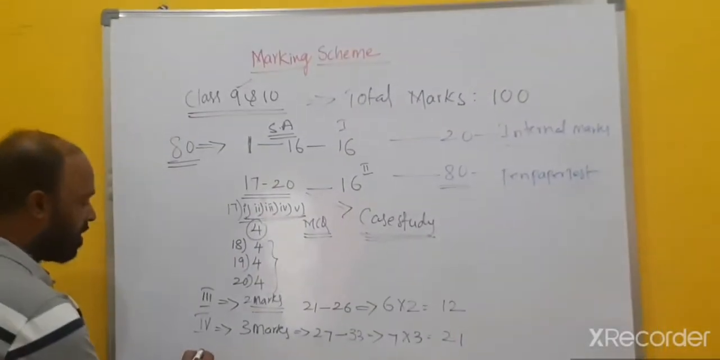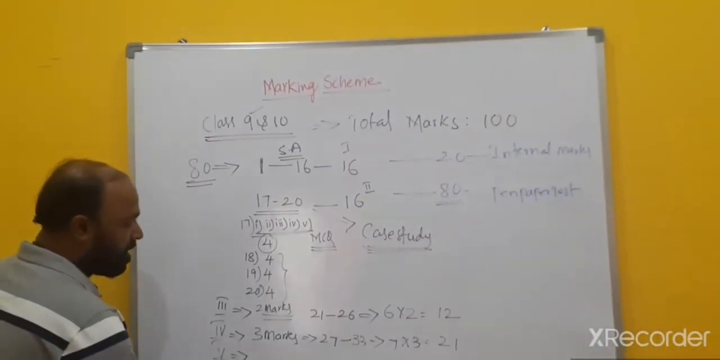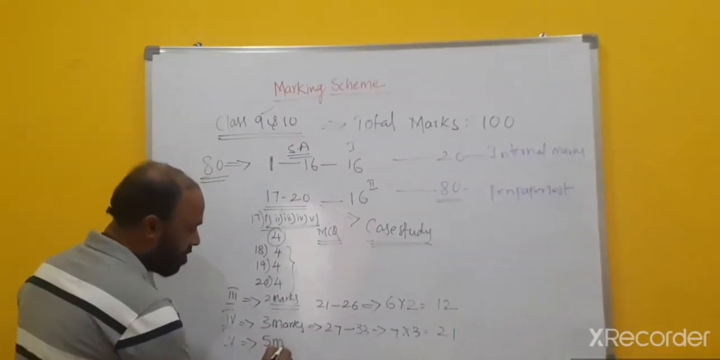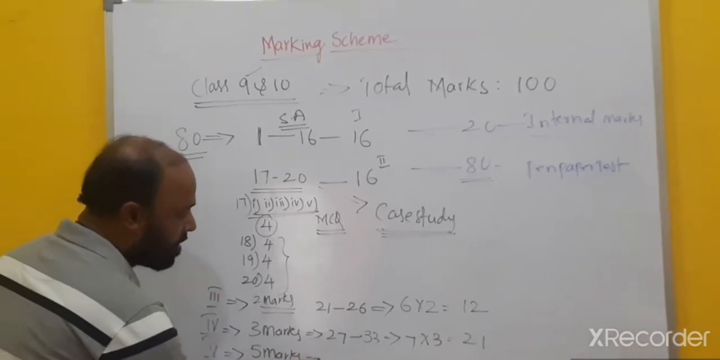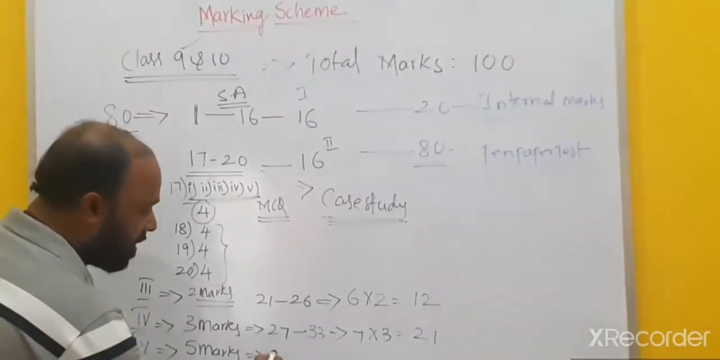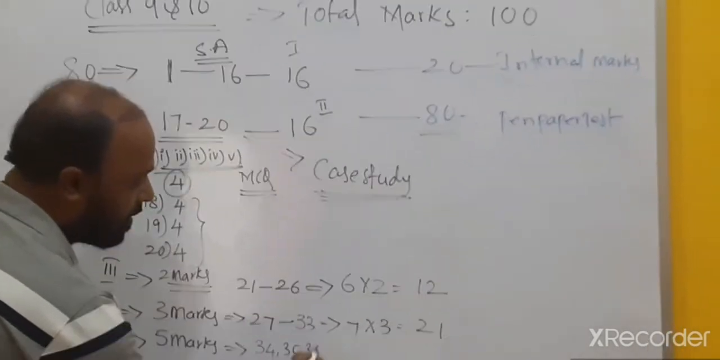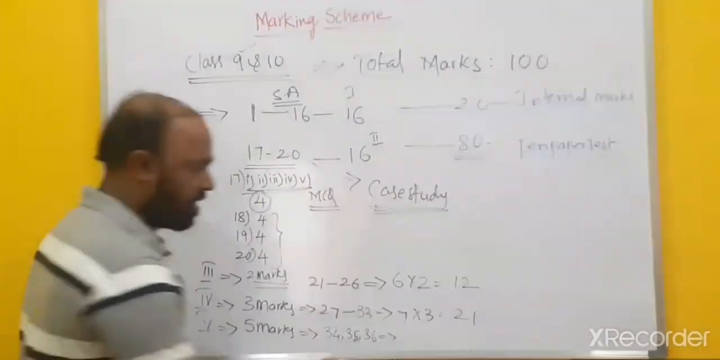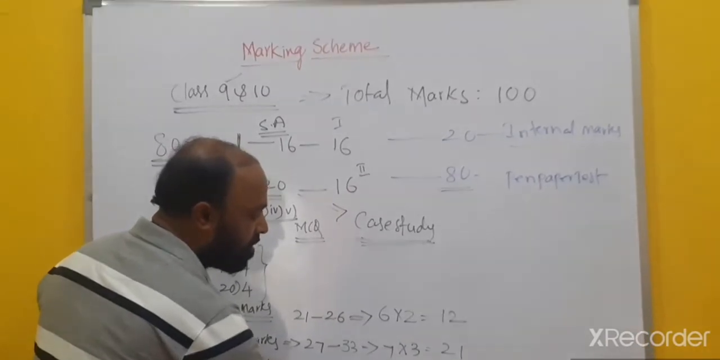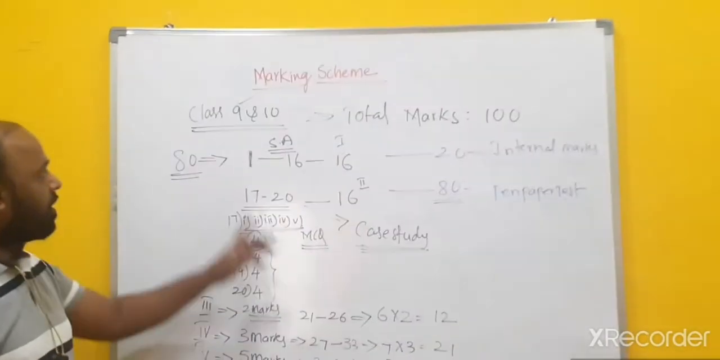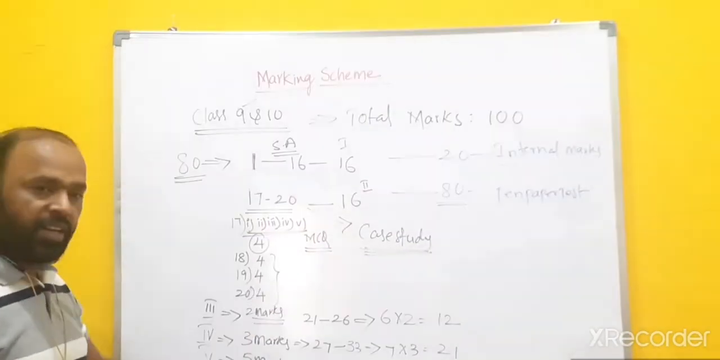Now the last bit, that is the fifth bit. It contains 5 mark questions here: 34, 35 and 36. 3 questions here, 3 into 5, total 15 marks. Here the total of 80 marks is divided into 5 sections.